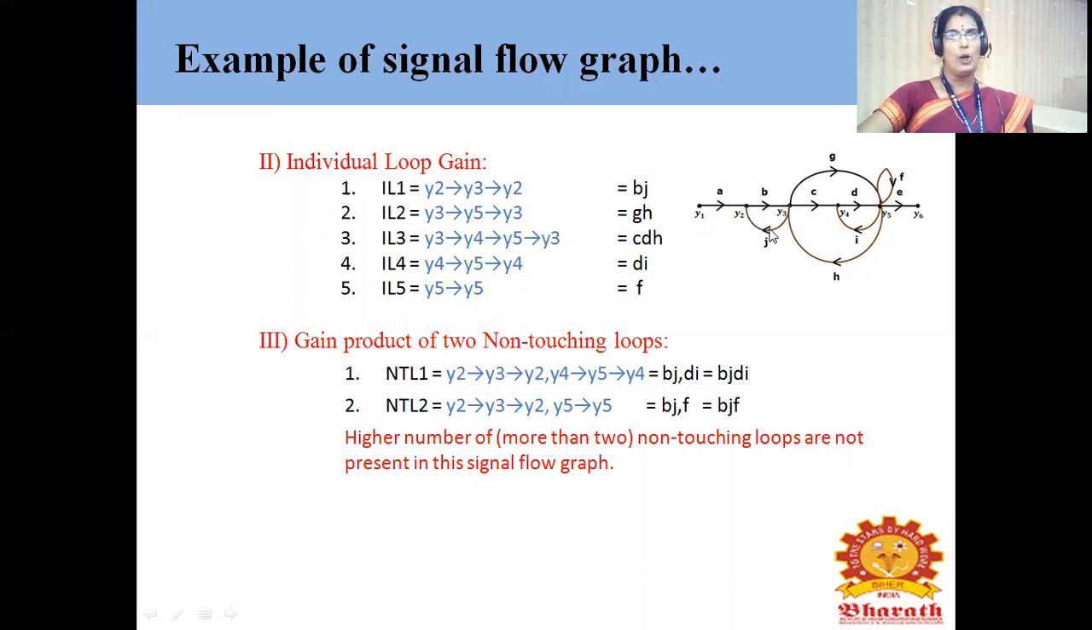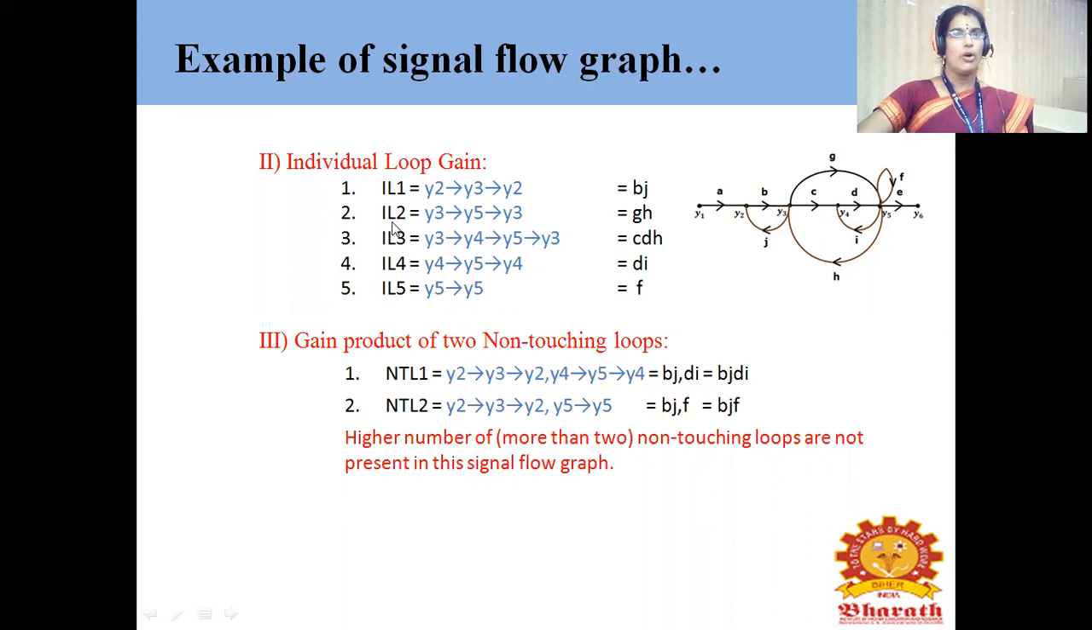That is considered as a loop. So this is one loop here, Y2, Y3, again Y2. So what is the gain present in that loop? It is B and J. So that should be a product value, right? B into J is nothing but the representation of gains for the individual loop 1. So that's what I've given here. IL1 is equal to Y2, Y3, Y2. So for that, the gain product is B into J.